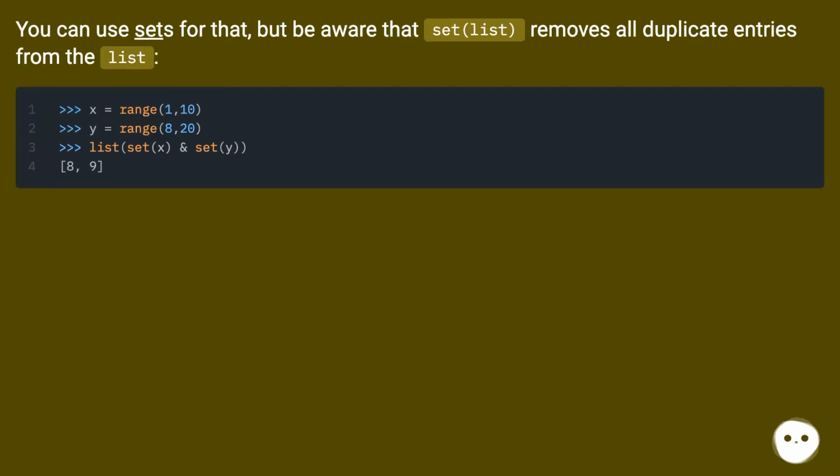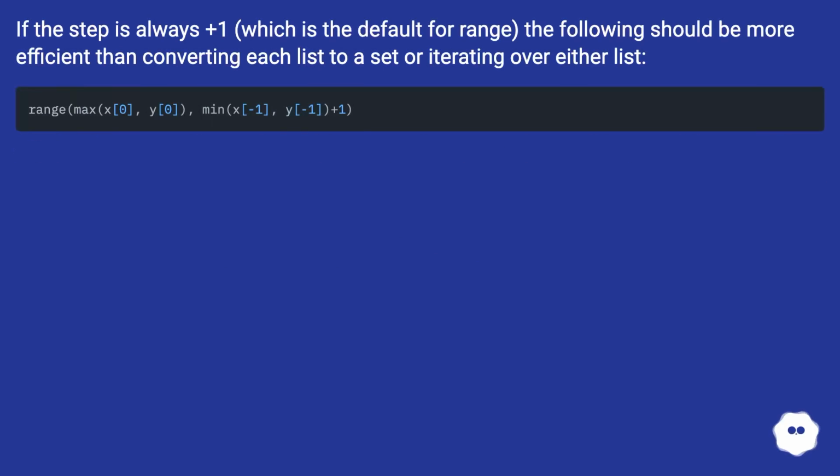You can use sets for that, but be aware that set, list, or similar conversions remove all duplicate entries from the list. If the step is always +1, which is the default for range, the following should be more efficient than converting each list to a set or iterating over either list.